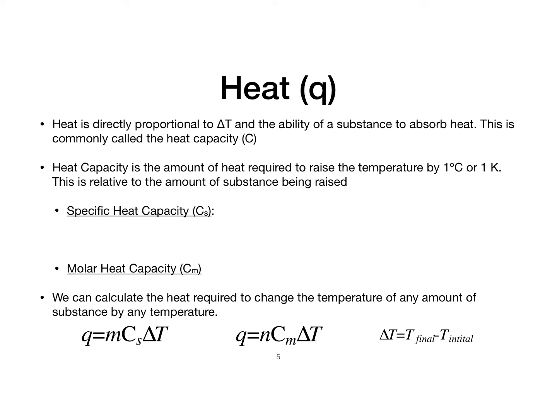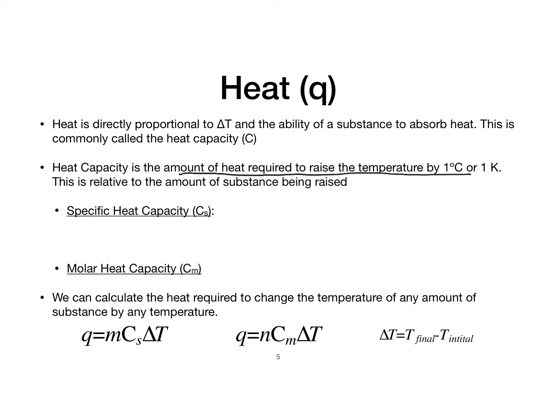So heat is directly proportional to the change in temperature and the ability of a substance to absorb the heat. Some substances absorb heat readily, others don't. The measure by which a substance absorbs heat is called the heat capacity. Heat capacity is the amount of heat required to raise the temperature by 1 degree Celsius or 1 Kelvin. And heat capacity is relative to the amount of substance. If you want to raise 1 gram of something, you need a certain amount of heat. If you're going to raise 1 mole of something by 1 degree, you will need a different value.